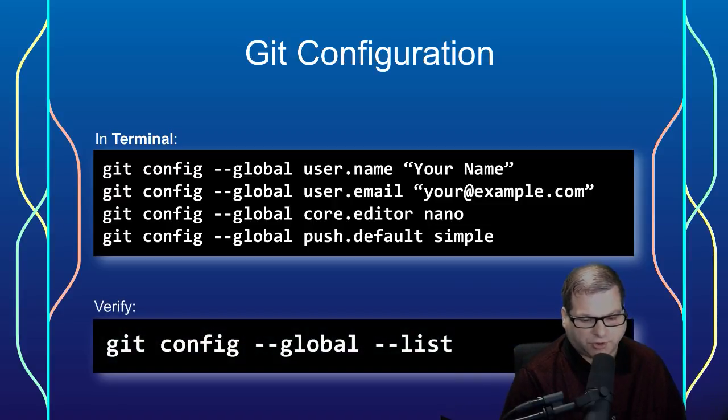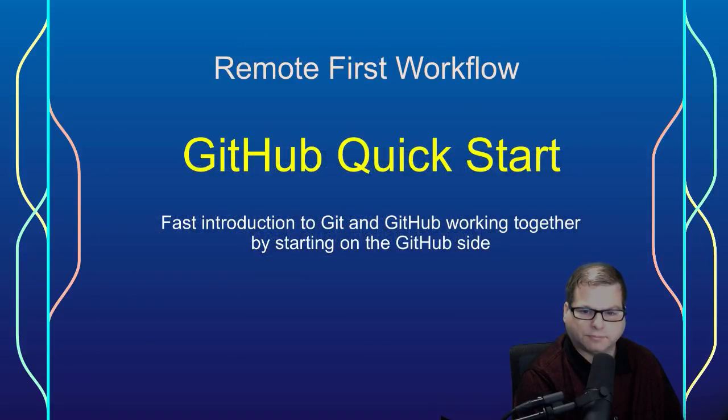Once you're done with all the configuration settings, you can verify the configuration by doing git config --global --list. That will list out all the settings we've set so far into your terminal program. Great. Now let's get on to the main event, which is the remote work workflow featuring GitHub.